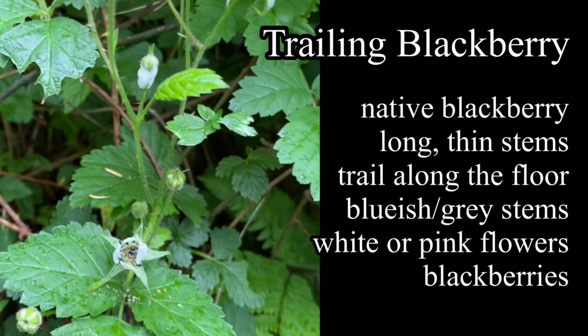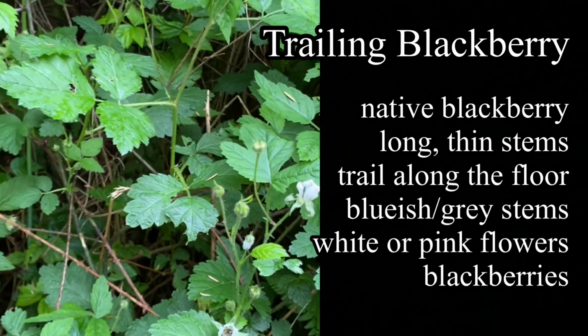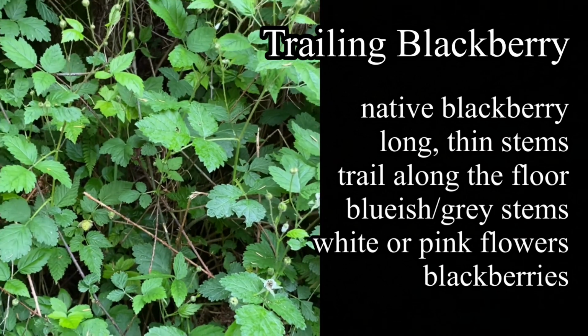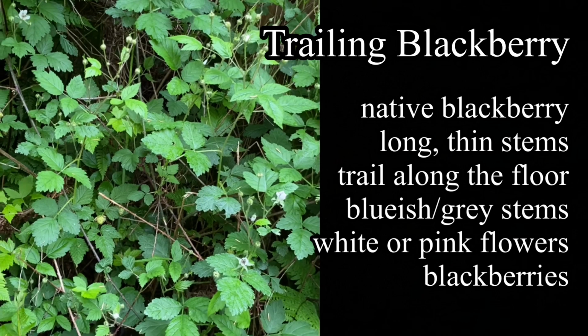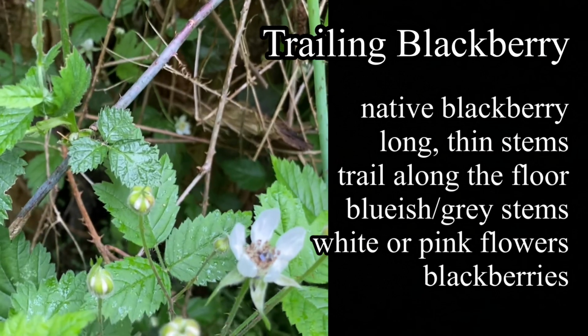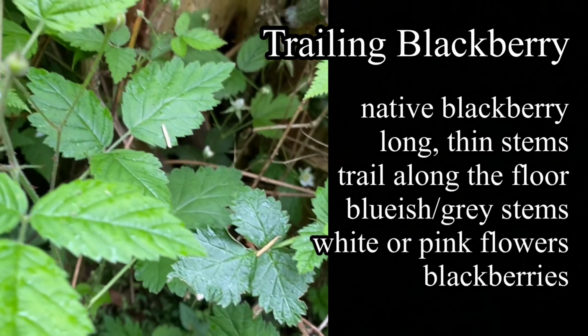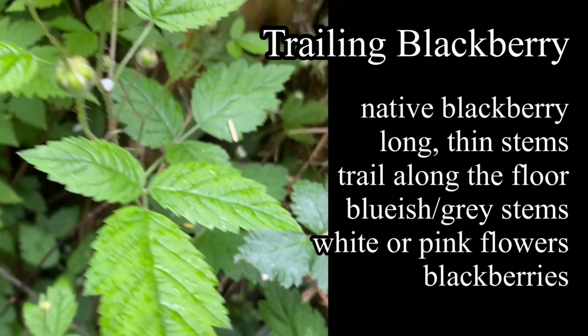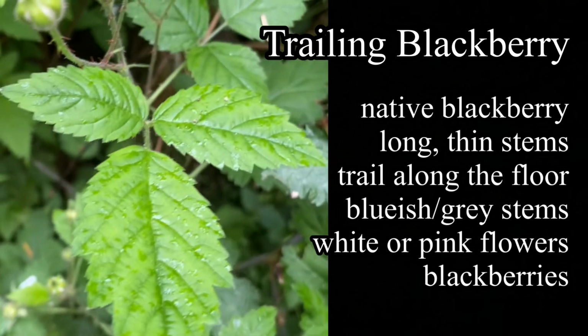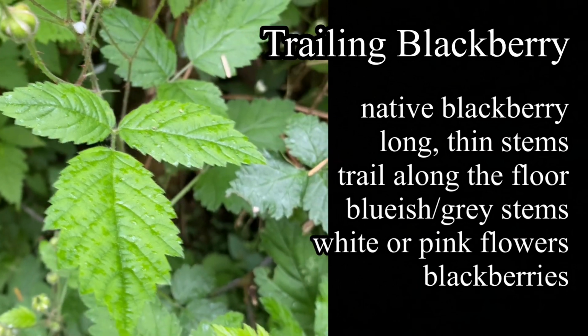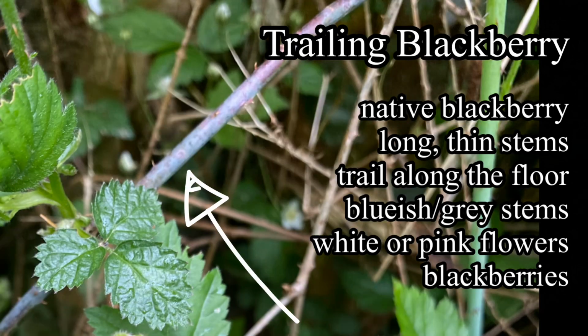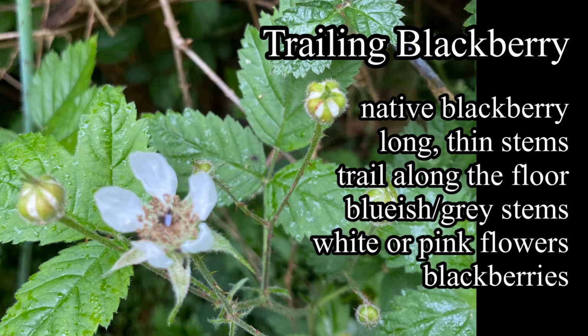The trailing blackberry is the only native blackberry in the coastal temperate rainforest, but it's being outcompeted by the invasive Himalayan. The trailing blackberry is a smaller, less aggressive species. As its name suggests, its thin, delicate stems grow long and low, trailing across the ground. They're also covered in a white wax, giving the branches a bluish-gray tinge. The flowers are white or pink with longer, thinner petals than the invasive Himalayan.